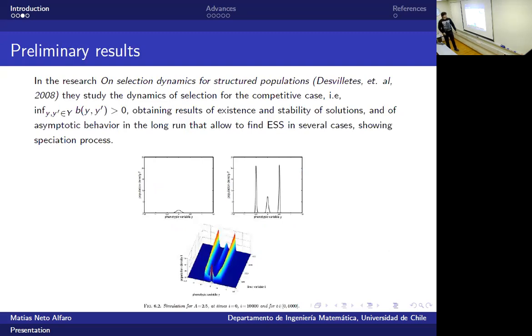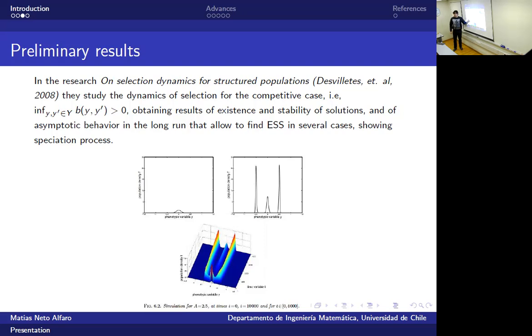So, these are preliminary results for the research on selection dynamics for structured populations. They study the dynamics of selection for the competitive case, that is, where the infimum of b, the interaction function, is positive. They obtain results of existence and stability of solutions and results of asymptotic behavior in the long run that allow finding ESS in several cases, showing a speciation process.